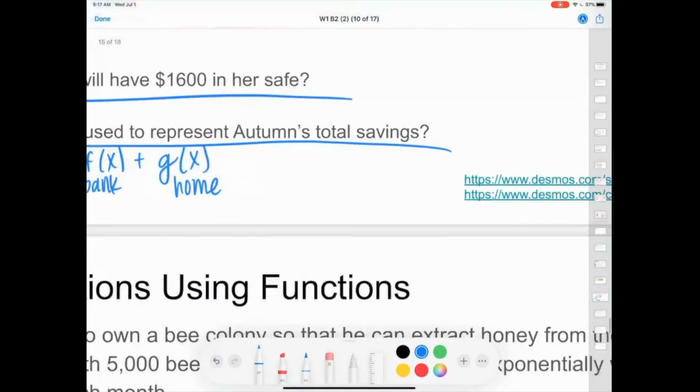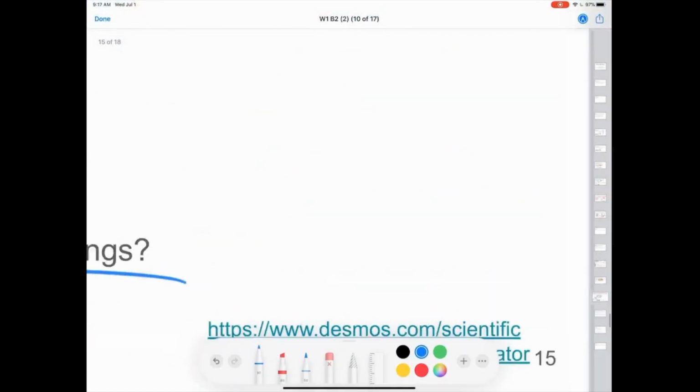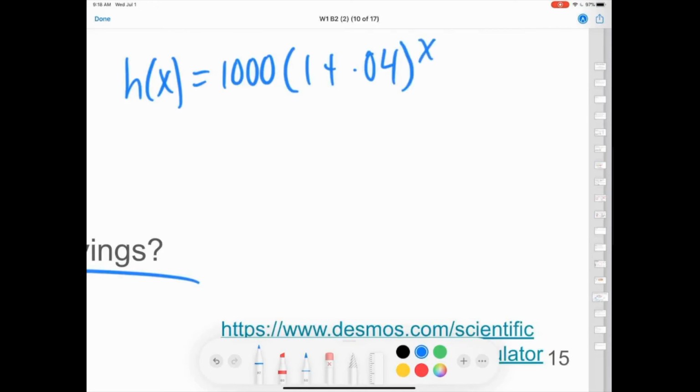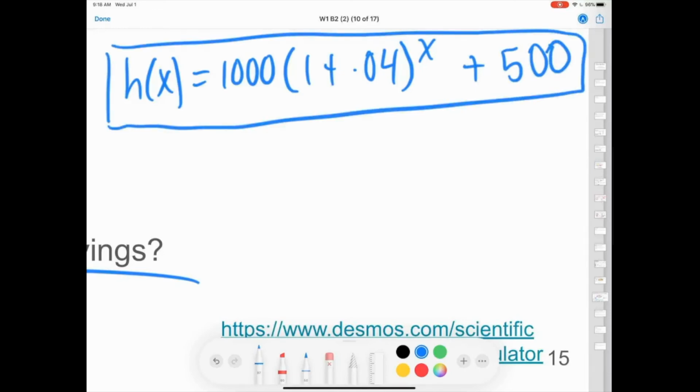So I'm going to move over to the side because I'm a terrible planner and I left myself no space to do this problem. So I'm going to take f of x. So f of x was 1,000. So I'm going to say h of x is my new function. This is her total amount of money, is equal to 1,000 times 1 plus 0.04 to the power of x plus the amount of money she has saved at home, which is 500. So this is her total amount of money saved. Please do not combine things because you cannot. Okay, so this is her total amount of money saved.